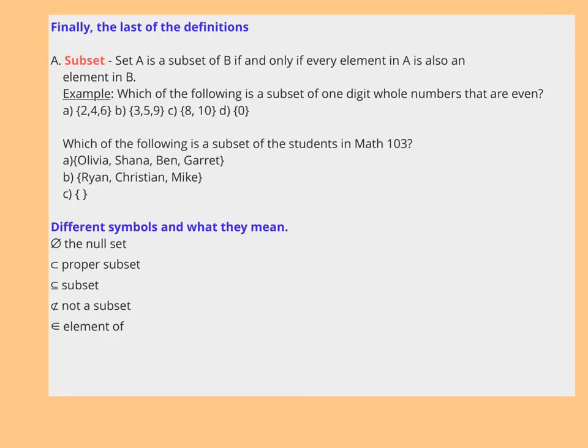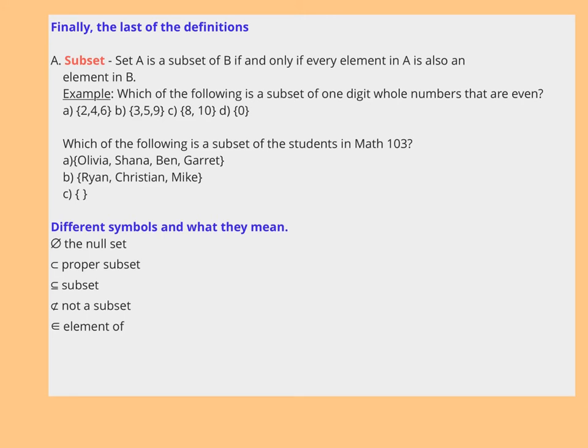Finally, our last set of definitions. Here we have the definition of subset. A subset is part of an initial set. So the set A is a subset of B if and only if every element in A is also an element in B. So set A is part of set B. It contains some, if not all, of the elements in B.